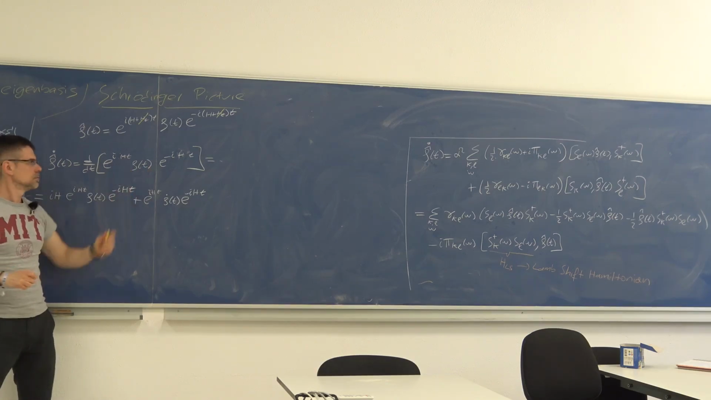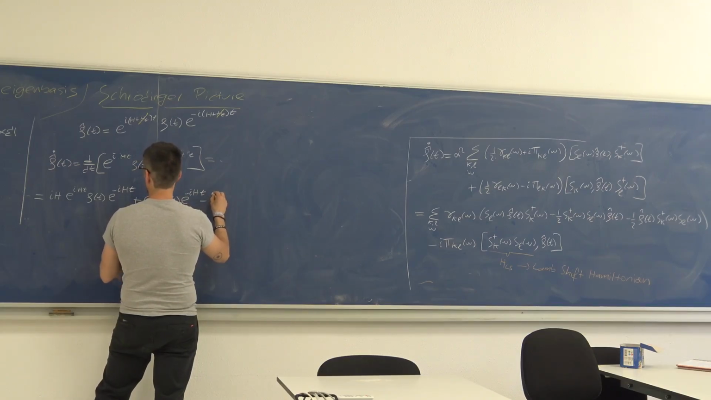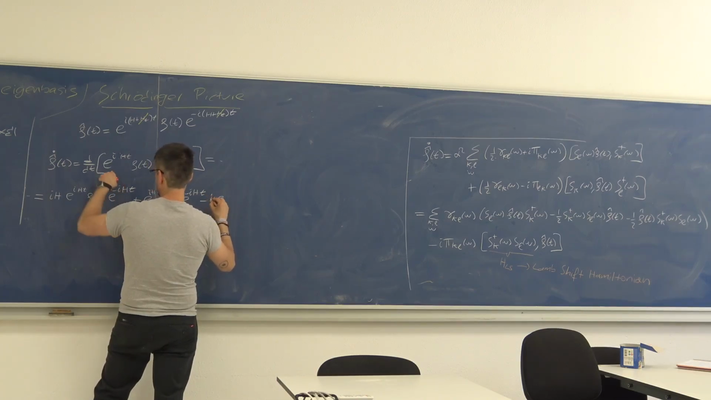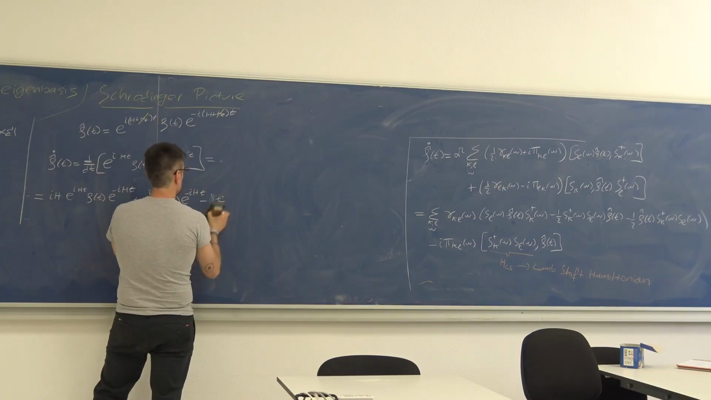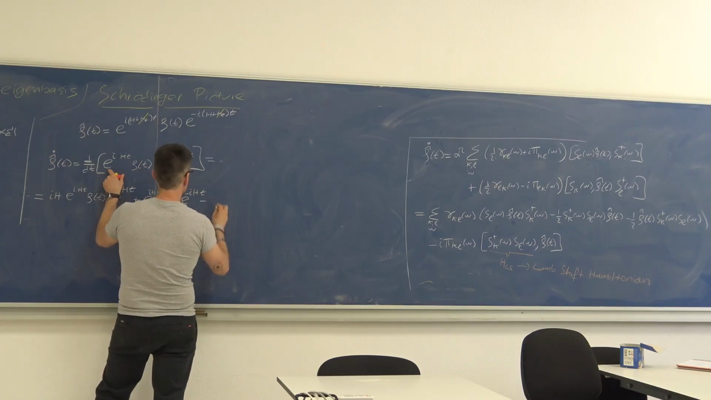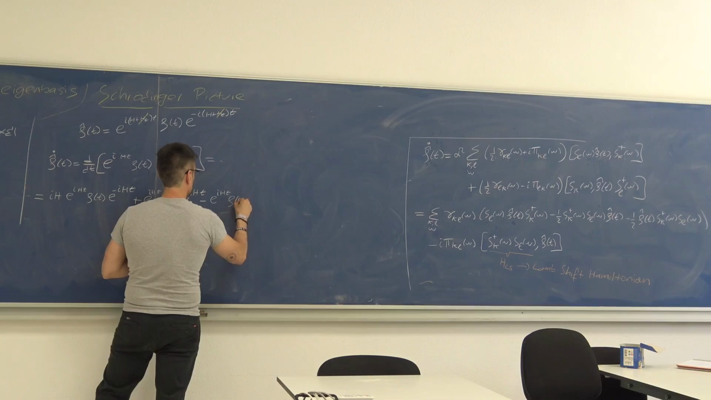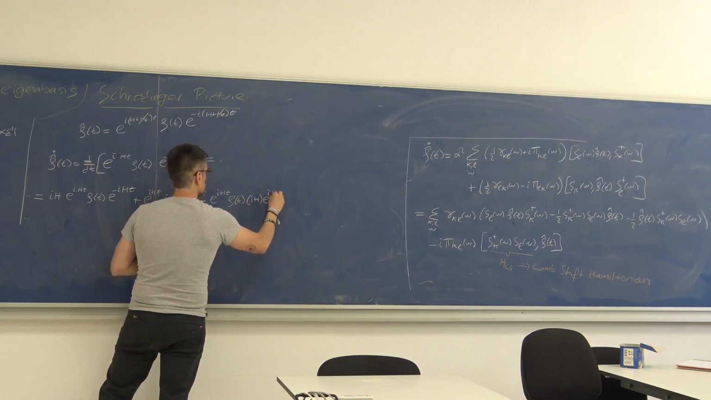Okay, minus i. We keep this exponential iHt, sorry. Let's keep this minus exponential of iHt, rho of t, iH, exponential of iHt.